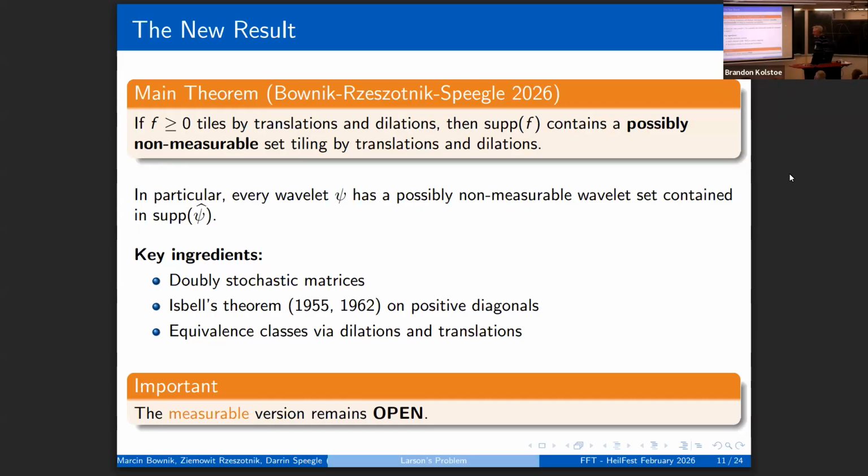So this is our main result. What I wanted to do a little bit is talk about some of the ingredients in the argument. The main ingredient is doubly stochastic matrices and a generalization of Birkhoff's theorem. I don't know how many people know Birkhoff's theorem for finite dimensional doubly stochastic matrices, but there's a generalization to infinite doubly stochastic matrices that we need. So those are the main ingredients.